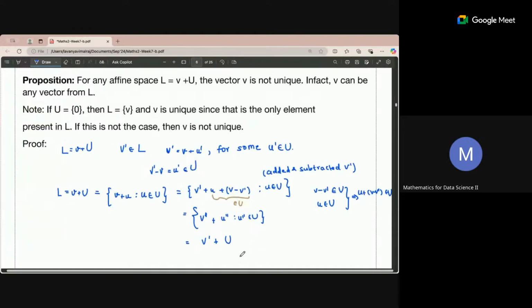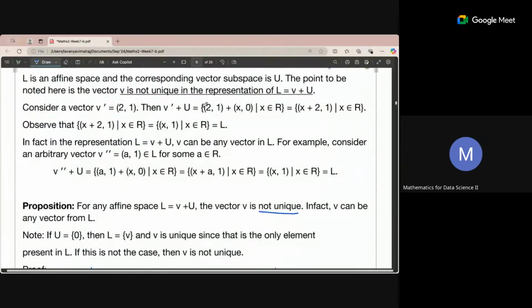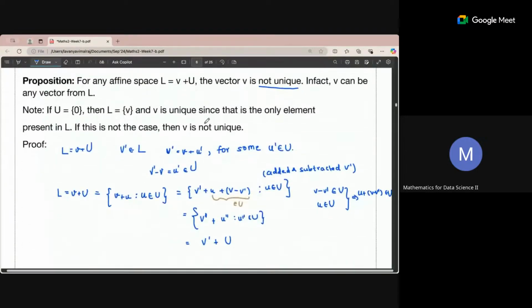What can you see? You take any element from L, and you will be able to express L as that V' plus U. So this V is not unique in this representation. Is that clear? We have seen that in this example, and here we have seen the proof as well. Is that clear so far? Okay. What about this U? What do you think about this U? Is that unique or not?